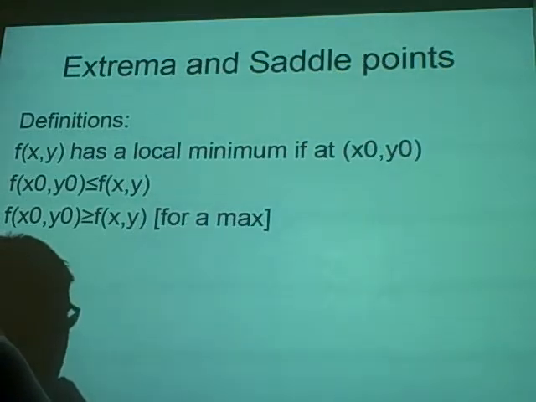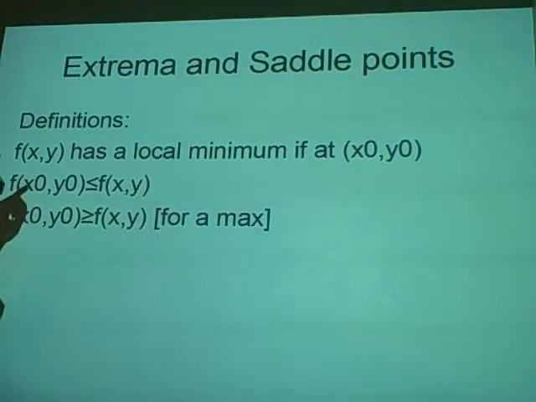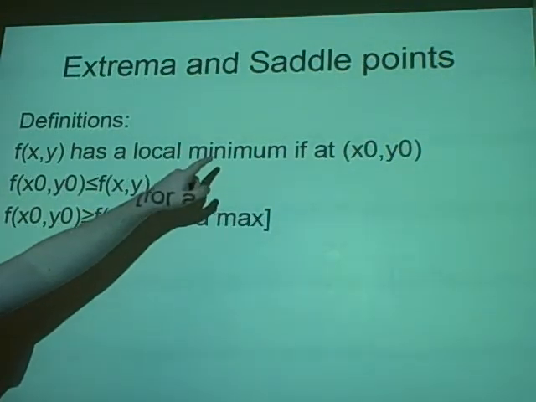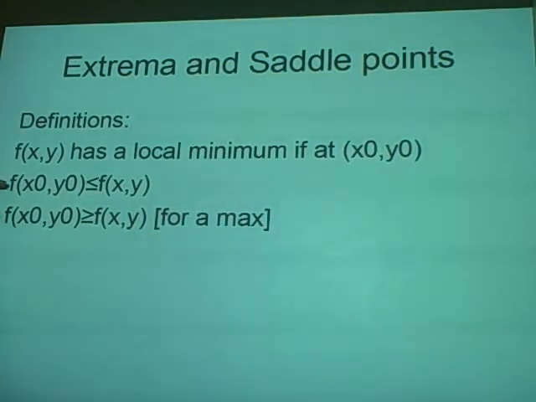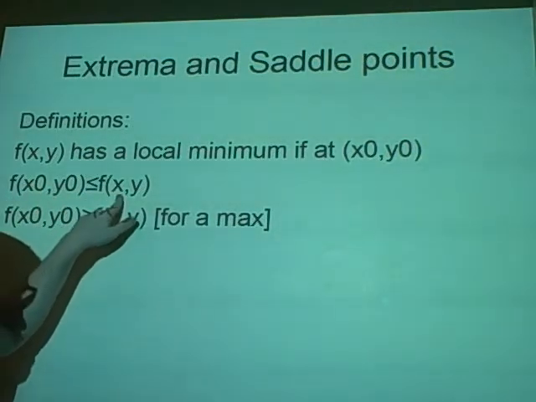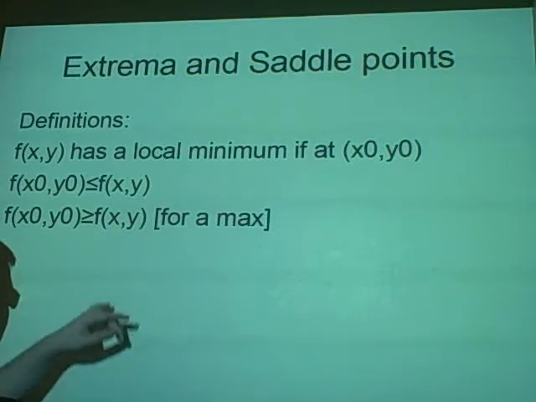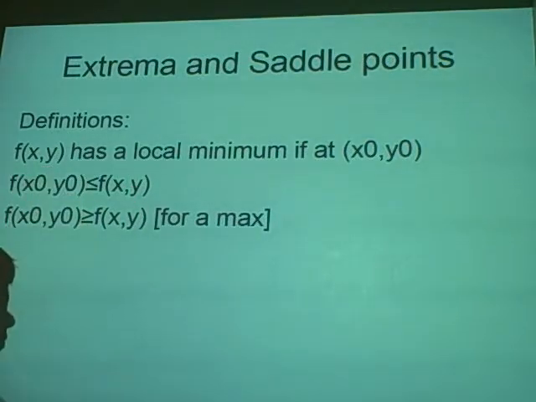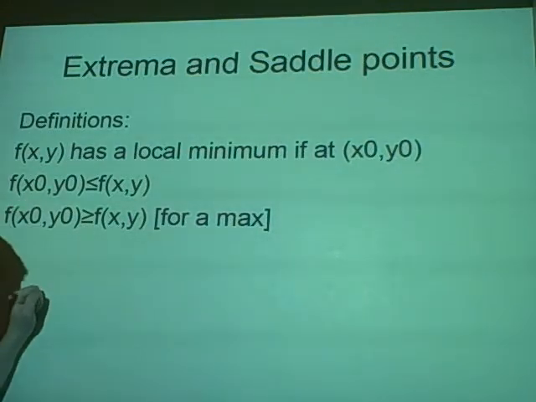Local minimums. You should probably know this already from A level, but what we've said here is f of xy has a local minimum at x naught, y naught. These are just values. If f of x naught, y naught is less than or equal to all f of xy, so if x and y can be anything, and it will always be less than it, so it's a minimum there. And similarly the other way around, it will be a maximum if it's always bigger. And these are known as extrema, and we'll do saddle points in the next lecture.